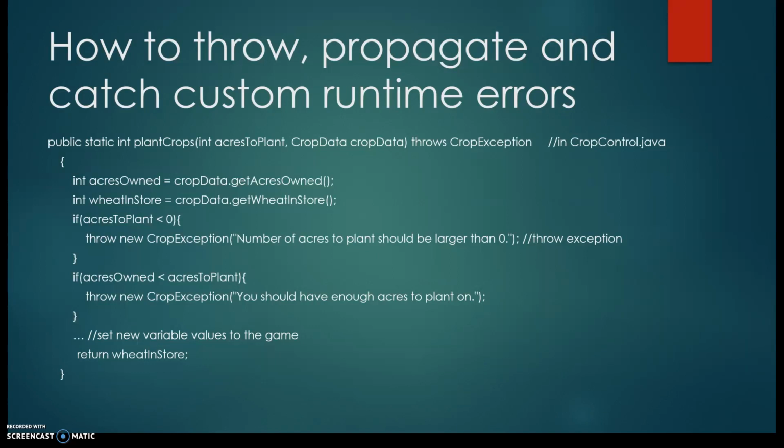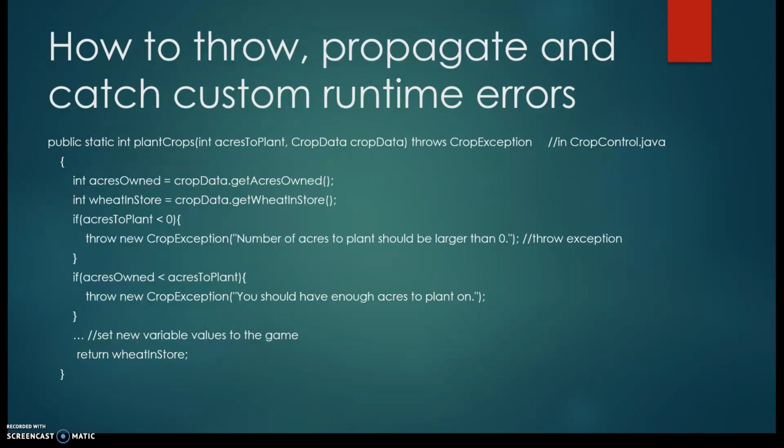How to throw, propagate, and catch custom runtime errors. So here's a snippet of code. It's a method called plant crops from crop-control.java file. And here I am throwing some examples of exceptions.